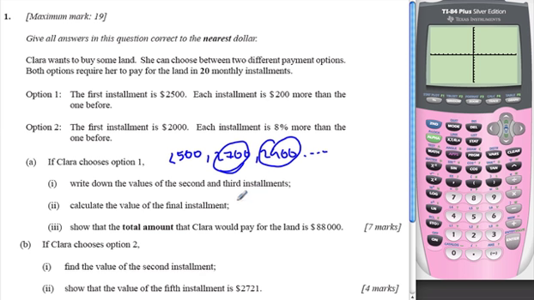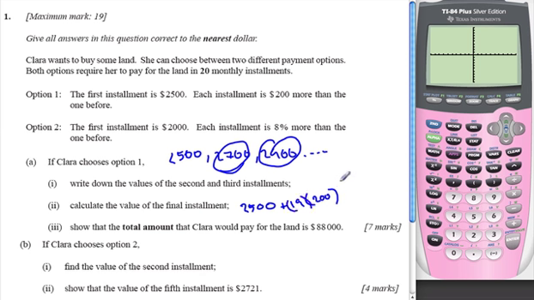Now calculate the value of the final installment. So we want the 20th one, don't we? 20th term, or 19 times 200 more than 2,500. Both are the same result, either if you use the arithmetic sequence formula or based on how we started doing the first one. Remember from the arithmetic sequence formula, it's n minus 1 in the brackets, which would be 20 minus 1, 19. That's where that comes from.